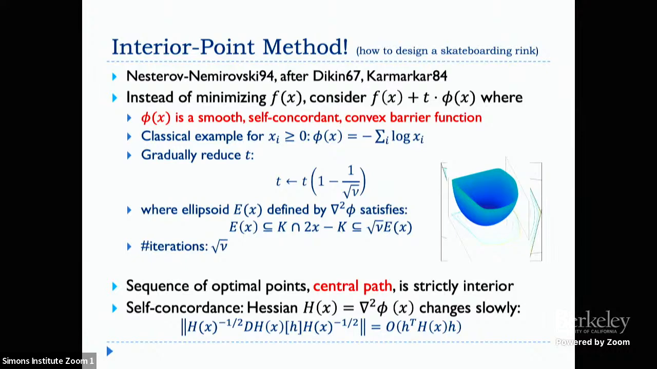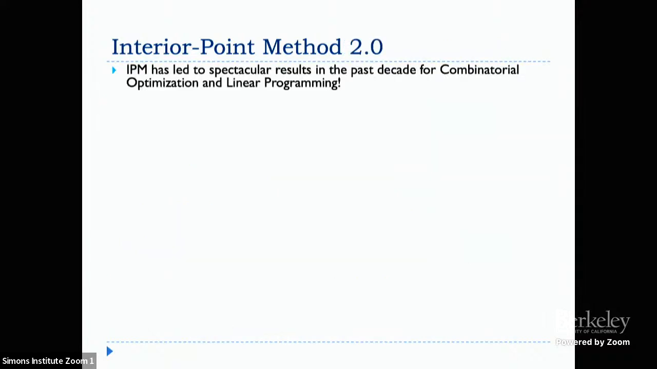Property 2 is the fact that the Hessian should change slowly. So if you think for a second of the local metric, say identity, so you're looking at a ball, then this is saying that the change in any direction of the Hessian is bounded, it's a Lipschitz function. It's growing as much as the length of the vector. So the Hessian shouldn't change too fast. That's the property you'd like. Okay, with these two properties at hand, you get spectacular results, and many of them in the last decade.